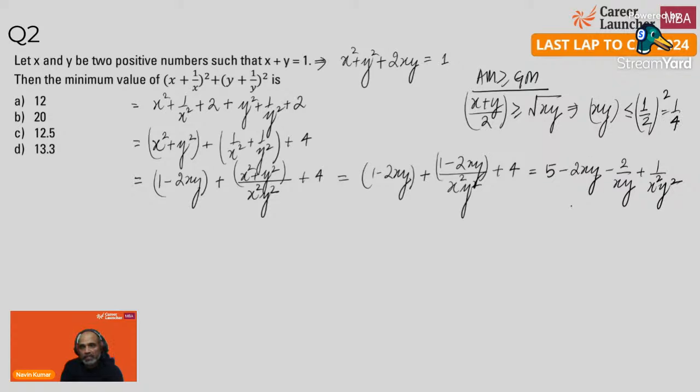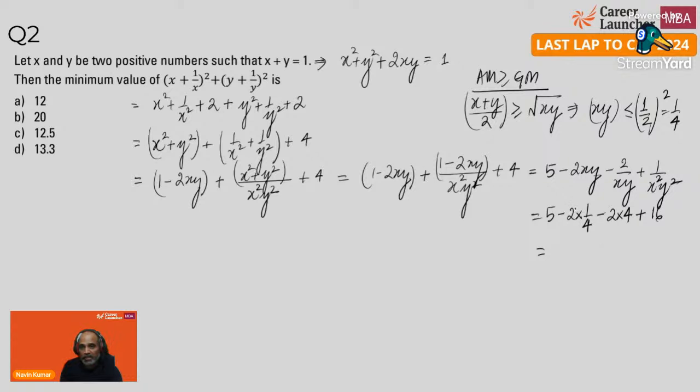So from here, we can say that this is 5 minus 2 times 1 by 4 minus 2 times 1 by xy, which is going to be 4. And then we are going to have 1 upon x square y square, which is going to be 1 by 16. So this becomes 16, right?